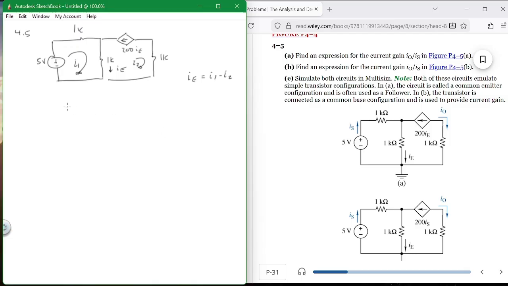So now we can write this: minus 5 plus I1 times 1K plus I1 minus I2 times 1K equals 0. This gets a little bit more tacky, okay? Now here we've got I2 minus I1, quantity times 1K. And here we don't know what the voltage is.